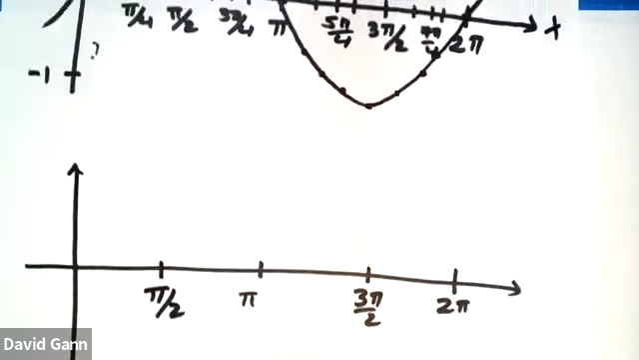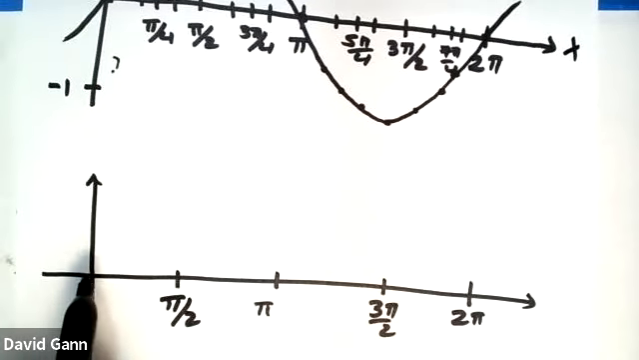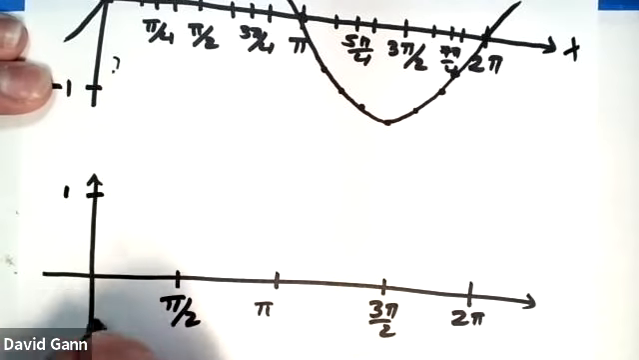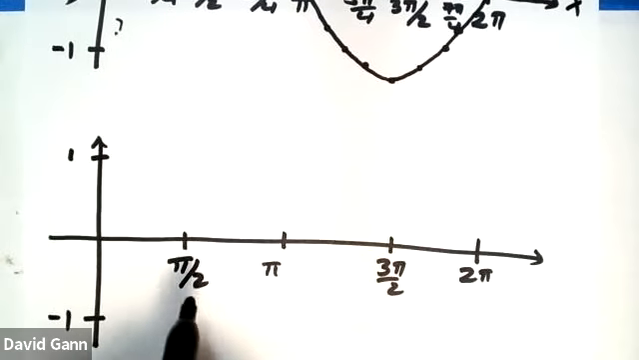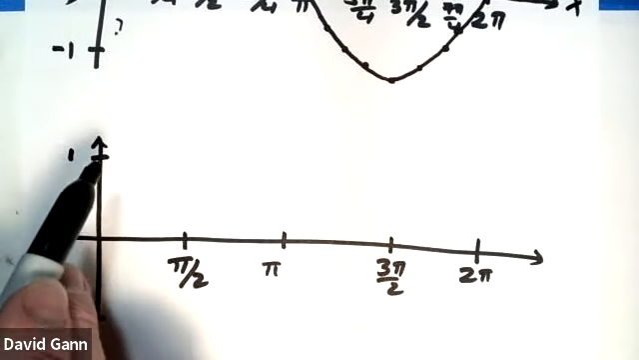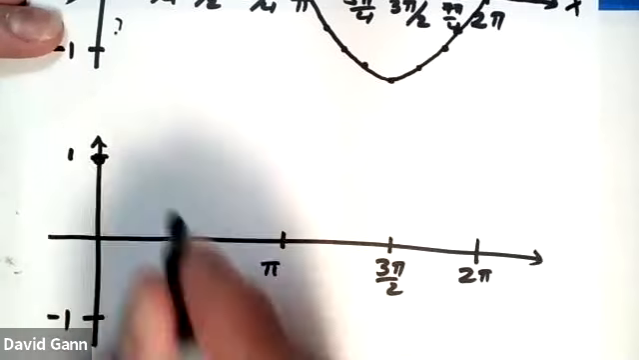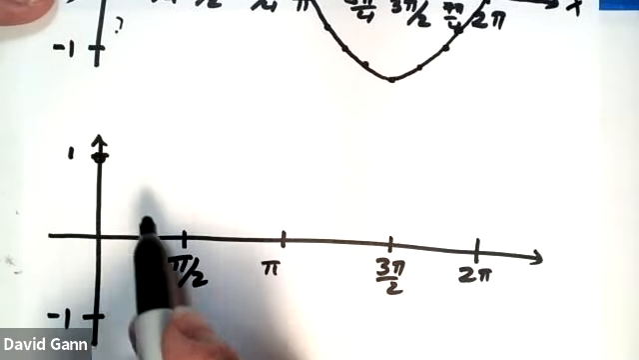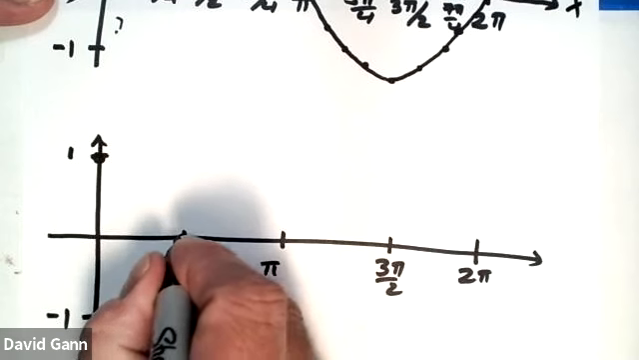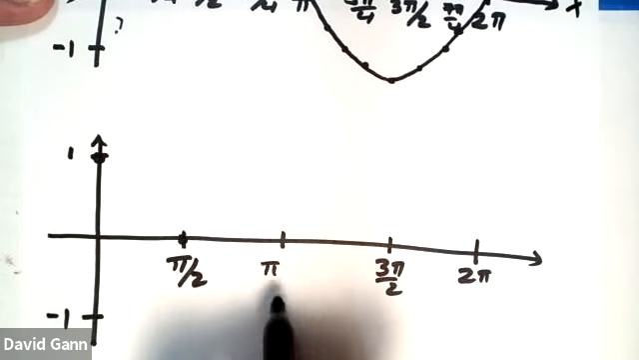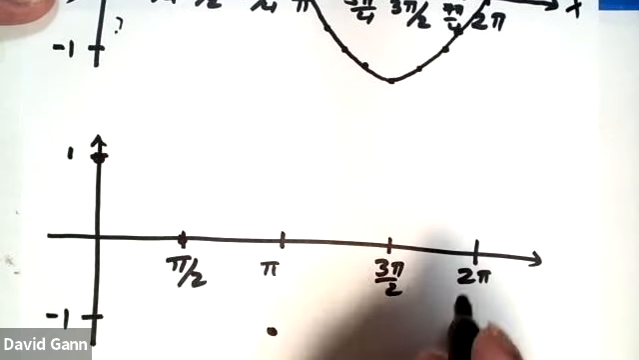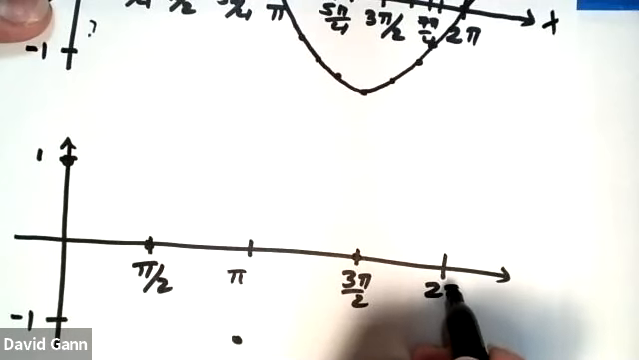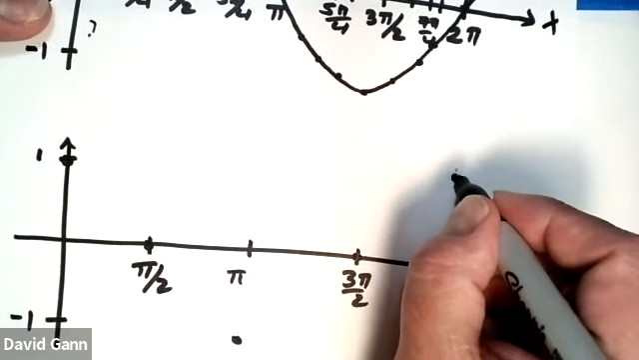Okay, so recall that cosine, well, let me put some y values in here. Cosine of 0 is equal to 1. So this is a point on that graph. And cosine of pi over 2 is equal to 0. Cosine of pi is equal to -1. Cosine of 3 pi over 2 is equal to 0. And cosine of 2 pi is equal to 1 again.